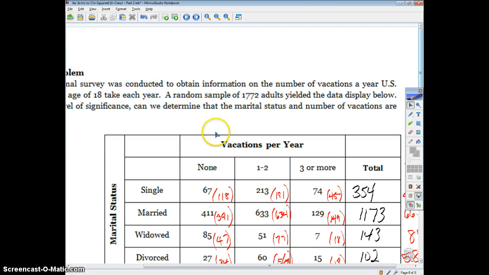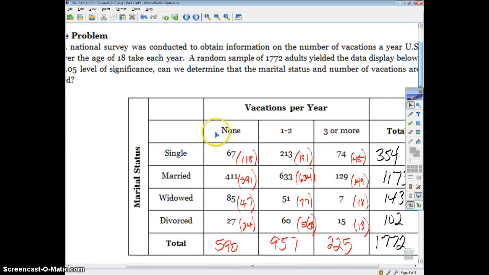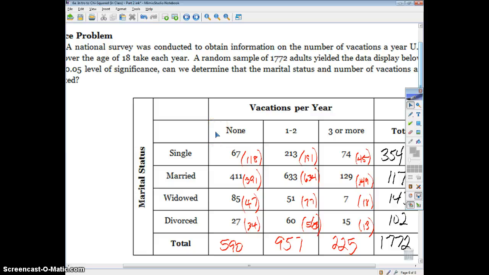All right, we've got this next one here, which we're not going to have enough time to do today. A national survey was conducted to obtain information on the number of vacations a year U.S. adults over the age of 18 take each year. So we've got our random sample of 1,772 adults, which gave us this information below, and we're going to test this at the 0.05 level here. So can we determine the marital status and the number of vacations are associated?